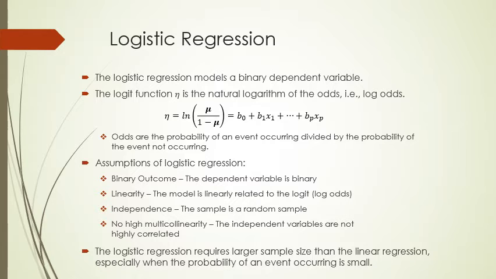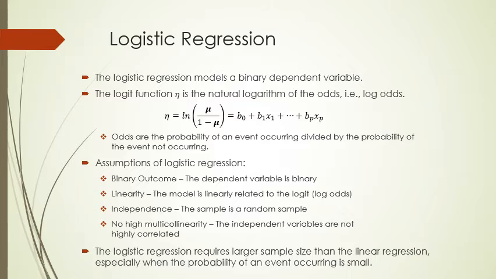The logistic regression also has some key assumptions. First, the dependent variable is binary. Second, there is a linear relationship between the predictors and the logit. Third, the error term is independent. Fourth, the independent variables are not highly correlated.